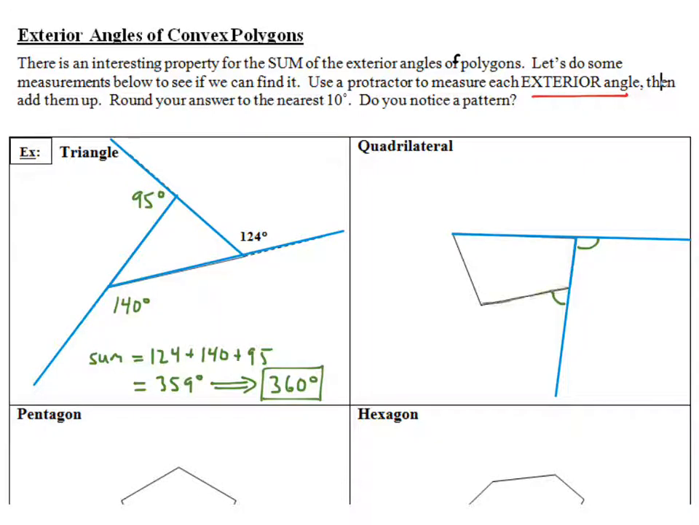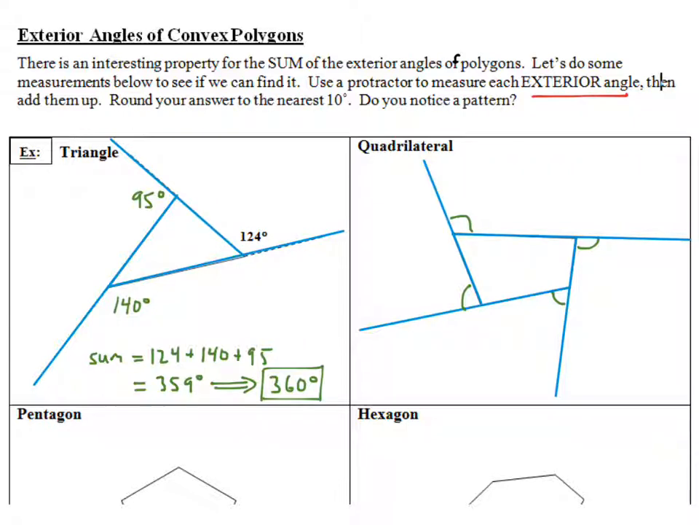I can extend this side, whoops, wrong color. I can extend this side across this way. And then I'll do the fourth side here. And there's my 4th exterior angle. Okay? So that's one possible way to do it in order to be able to get those angles.